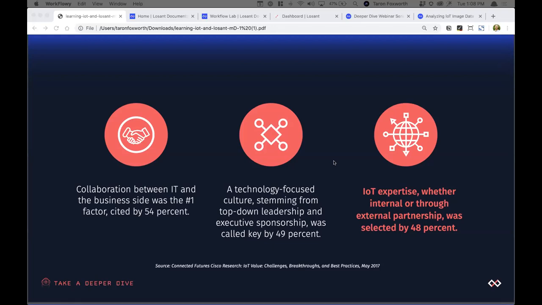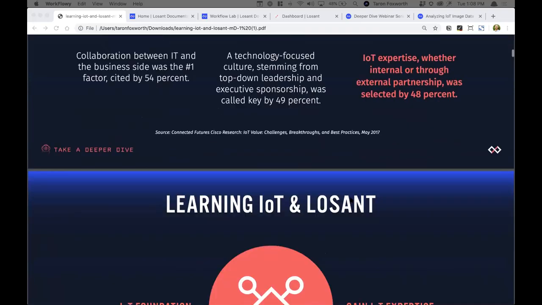And though this study was from such a long time ago, I still think we see this today. This is a huge problem in the success of an IoT project. And I think by learning these things and by developing this IoT expertise from a foundational level, we can really accomplish some cool things.